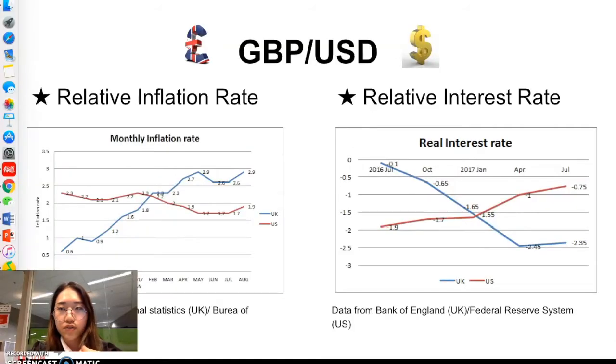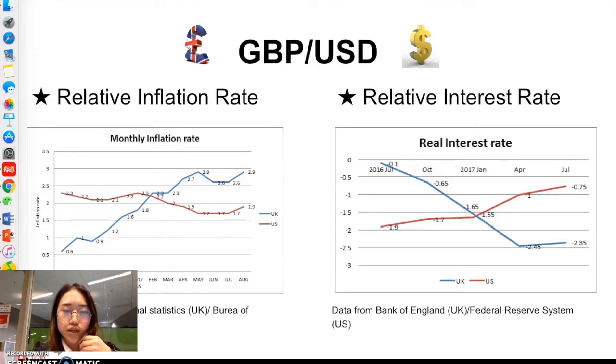Data from the Office for National Statistics and BLS reported the monthly inflation rate in the United Kingdom and the United States. As shown in this graph, the inflation rate of the US is higher than the UK until February 2017, then began to be lower. In addition, it's obvious that the UK's inflation rate went through quick growth from August 2016 to May 2017, and it still keeps its record without any tendency of decreasing.